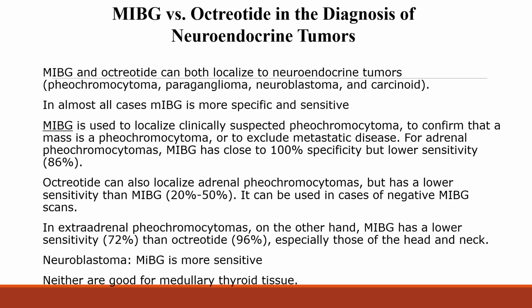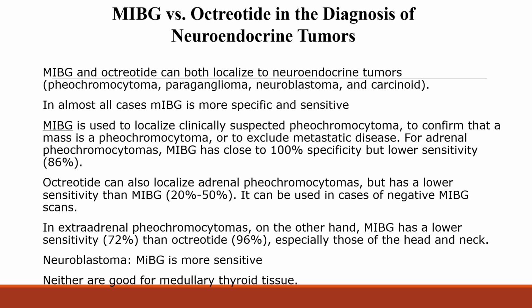If the pheochromocytoma has a negative MIBG, then octreoscan can be used. For paragangliomas, or pheochromocytomas outside of the adrenal glands, octreotide is better. Neuroblastoma, MIBG all day, and then medullary thyroid, don't do either.